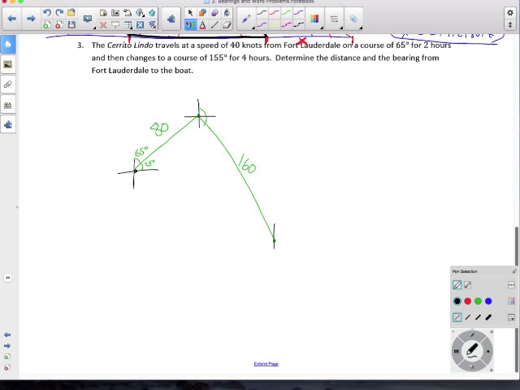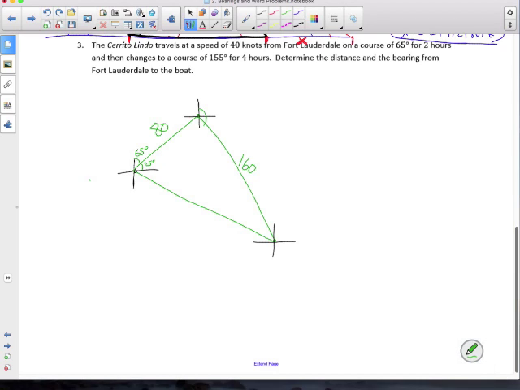If you want to, you can draw another little north, south, east, west line there, and then we can connect it back to Fort Lauderdale. So here's Fort Lauderdale, and here's where the boat currently is. We have some things that we need to figure out. I'm going to put those in red right now. We need to know the distance that the boat is. That's going to be the easiest thing for us to figure out. And then we need to know the bearing. The bearing is going to be this part right there.